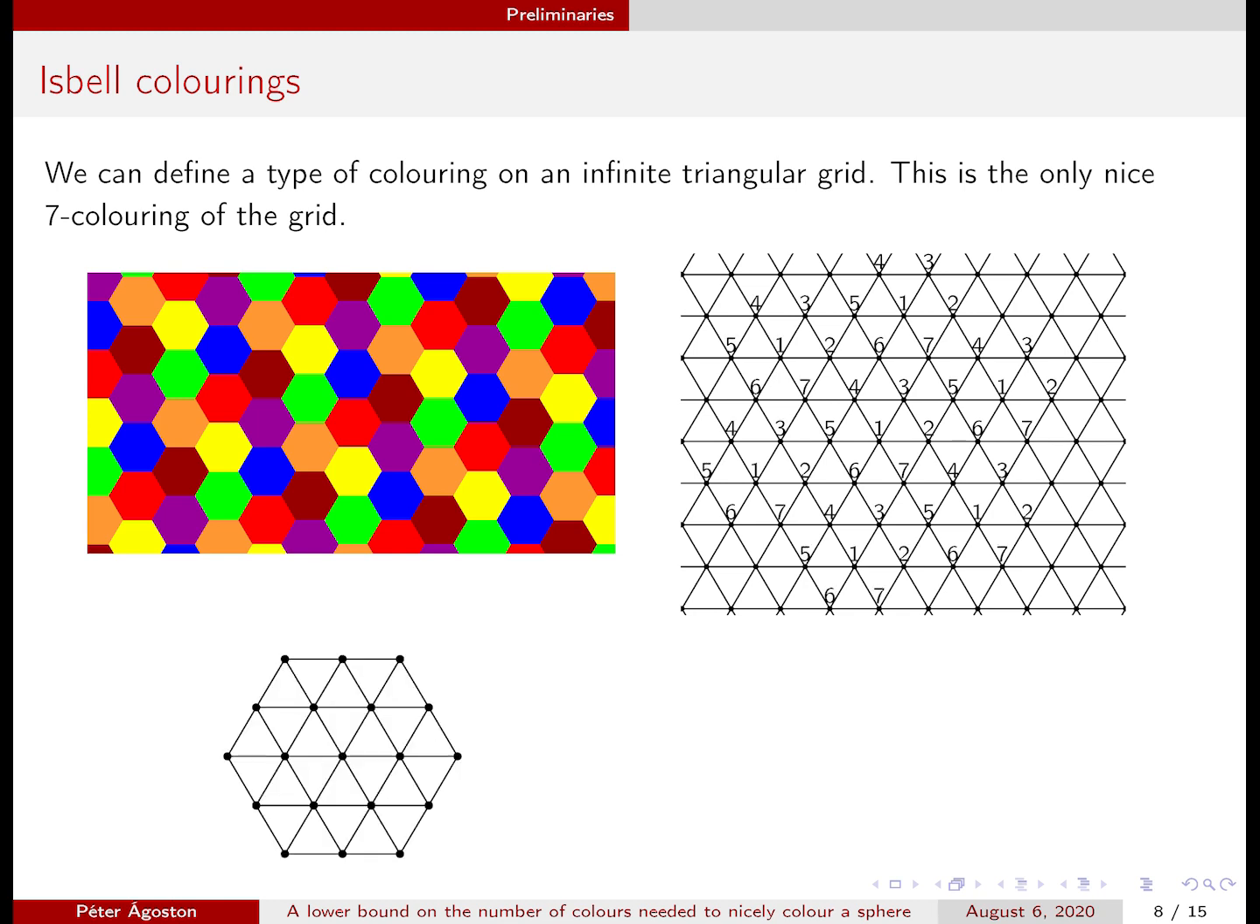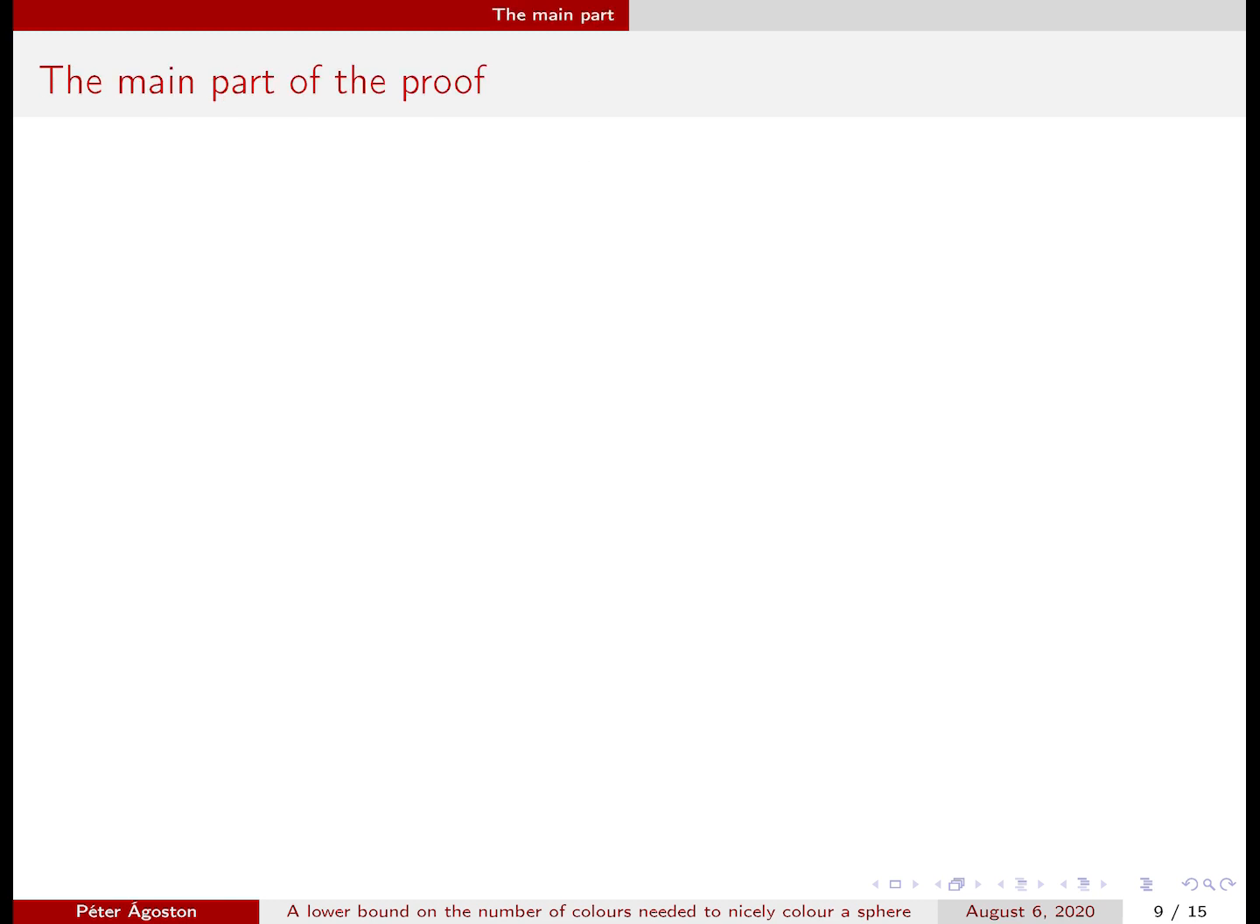It is important to know that the hexagonal part of the grid at the bottom left can only be colored with 7 colors with a part of an Isbell coloring. Also, if we color a triangular grid with an Isbell coloring, the graph in the bottom right determines by itself which coloring we have used. Now we can continue with the proof.